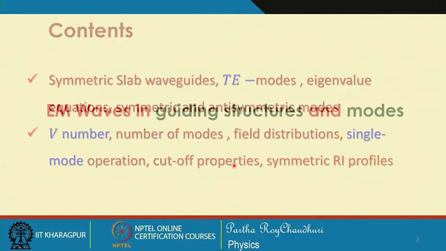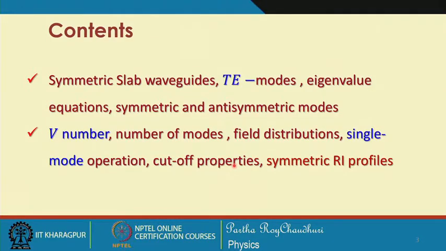We will be discussing the simplest type of optical waveguide, namely the dielectric-dielectric interface planar slab waveguide. And in the discussion, we will look at the symmetric nature of the refractive index profile and the TM modes of the waveguide, then the eigenvalue equation, symmetric and antisymmetric modes, which we will see is a consequence of the symmetric refractive index profile.